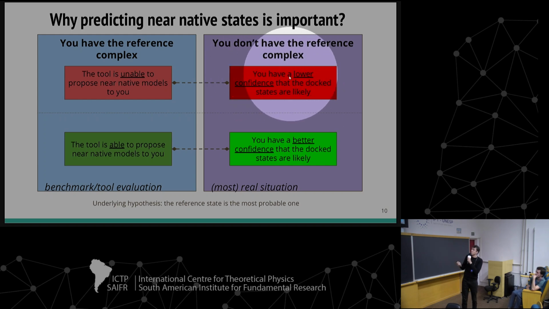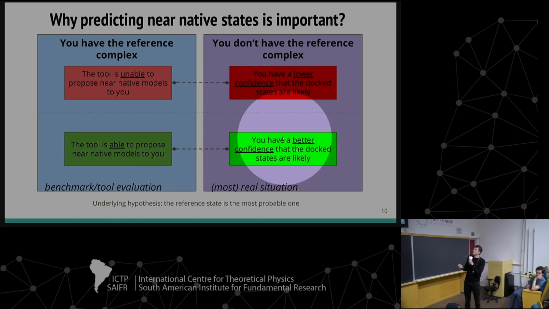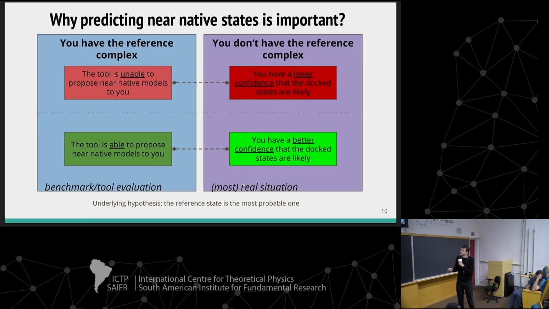Well, then you will have less confidence that the docked states that are provided by the tool are likely. On the other hand, if the tool is able to propose near-native models to you, in a real situation, you will have a better confidence that these docked states are likely. Okay?